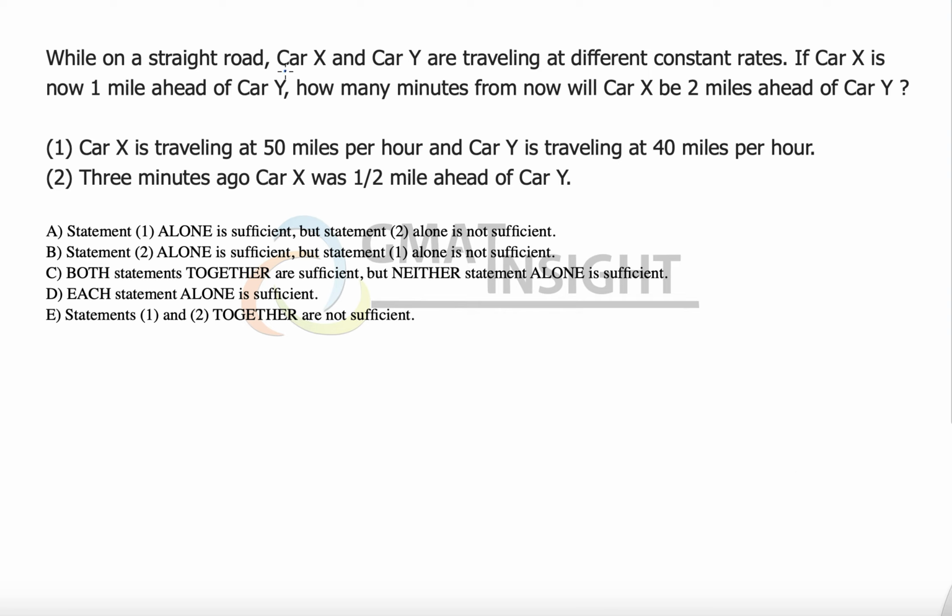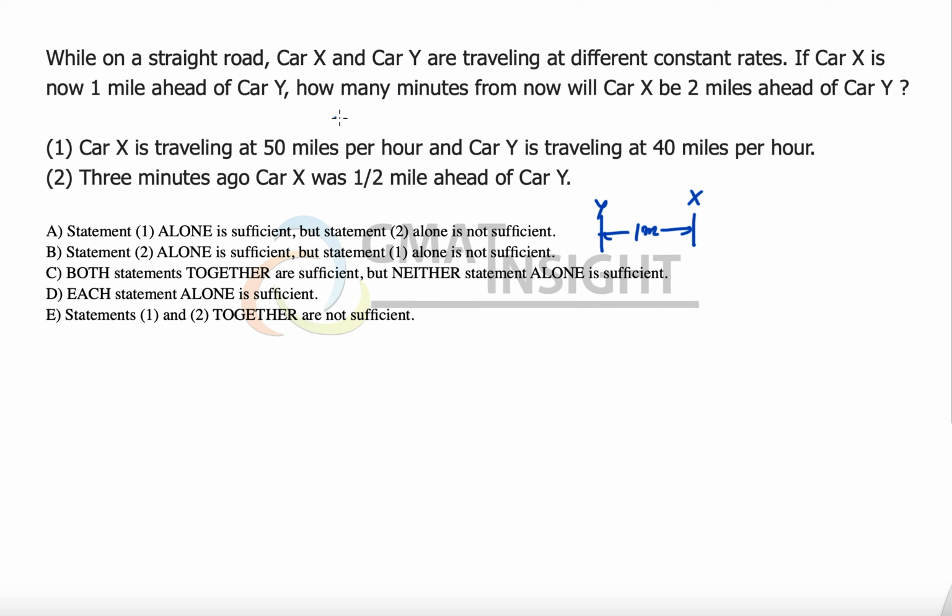While on a straight road, car X and car Y are traveling at different constant rates. If car X is now 1 mile ahead of car Y. So let's quickly draw the figure. X is ahead of Y by 1 mile, like this.